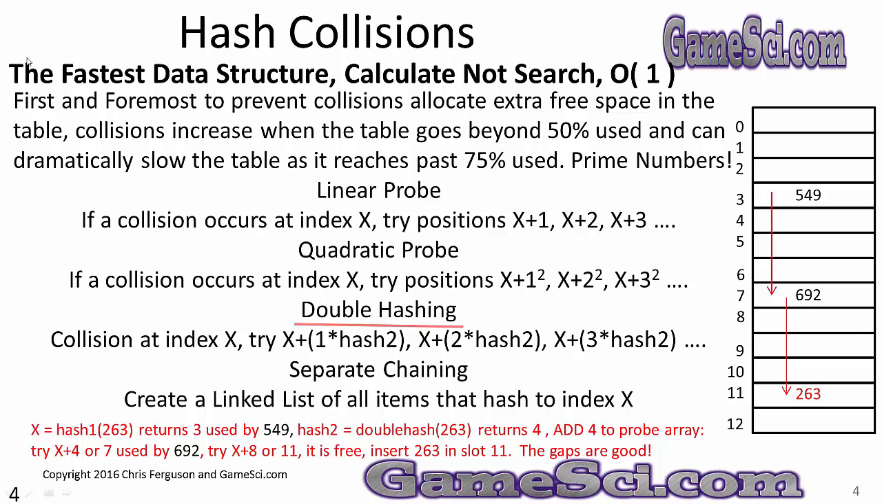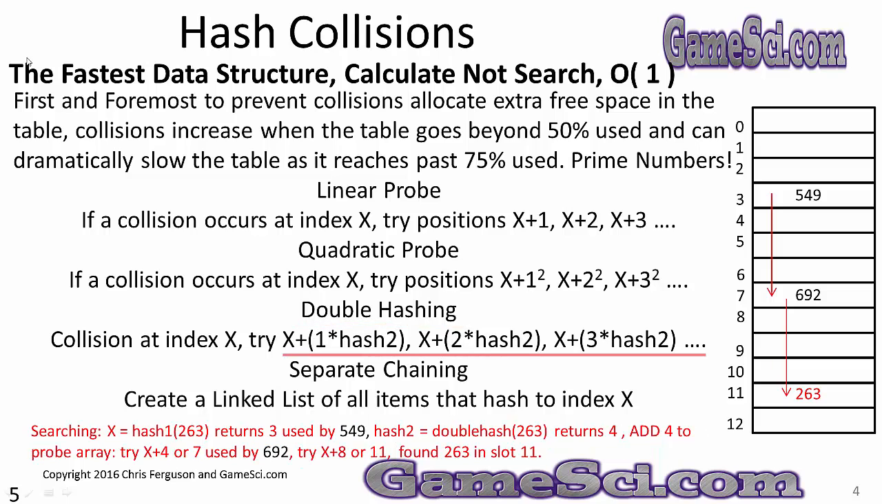Linear probing says go x plus 1, x plus 2, x plus 3. Quadratic probing says go x plus 1, x plus 4, x plus 9. And double hashing says go to x, x plus 4, x plus 8, x plus 12. Now, of course, when you're retrieving the same data, you've got to follow the same pattern.